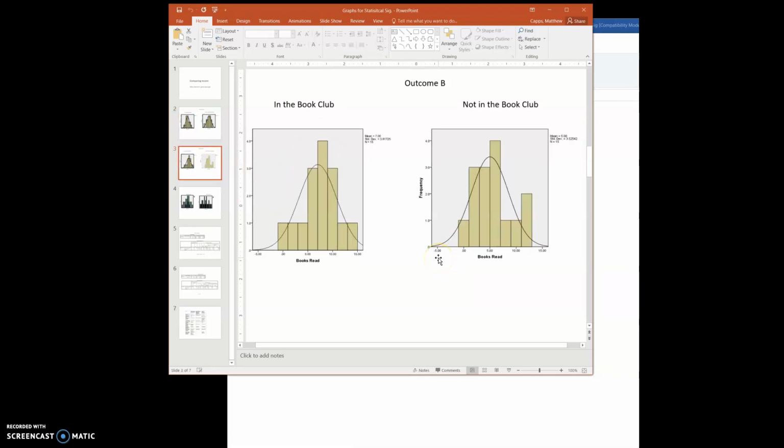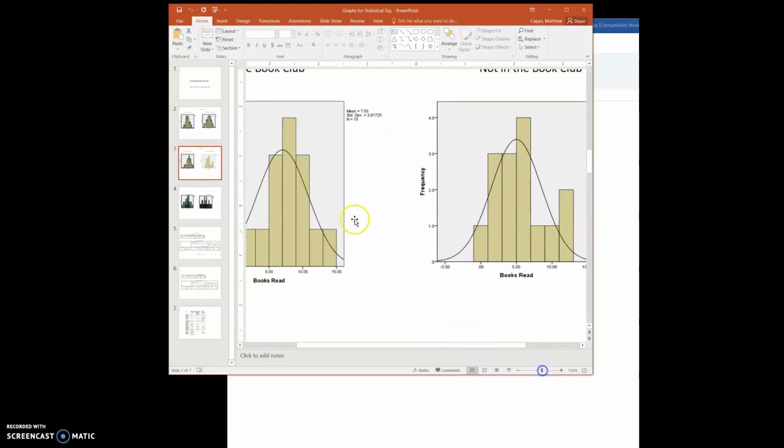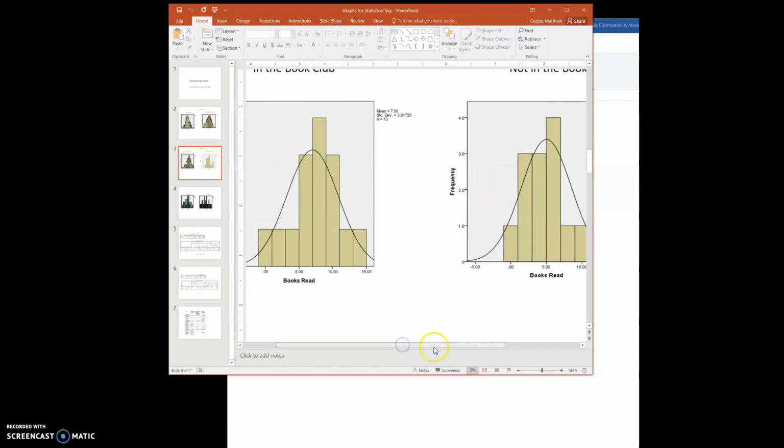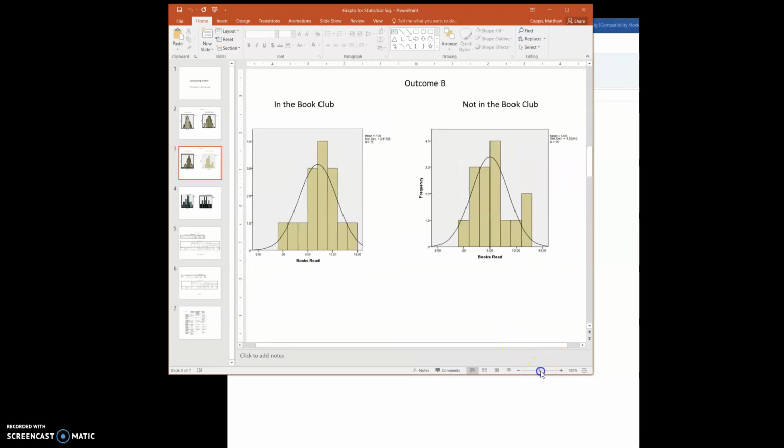Now this is the same data, but it's represented in a different way. But again, what I want to show you, and this is what catches people, the mean is 7 for in the book club, 5 for not in the book club. So again, on the surface, just comparing the means, we'd assume that, hey, being in the book club means that kids read more books. That's not true at all.